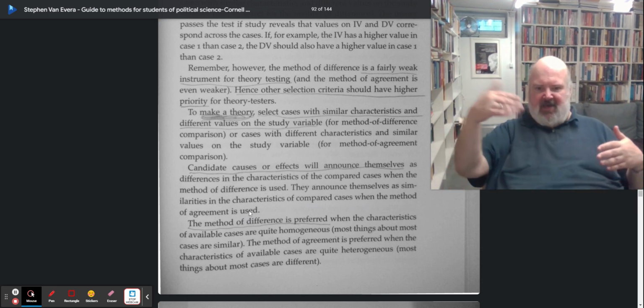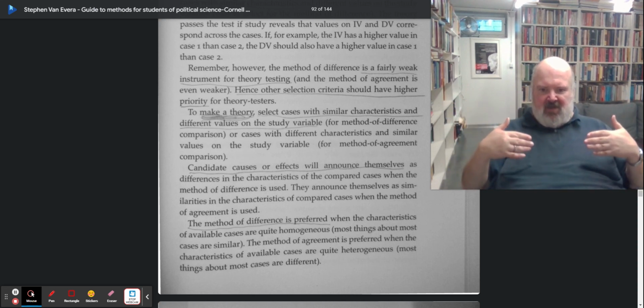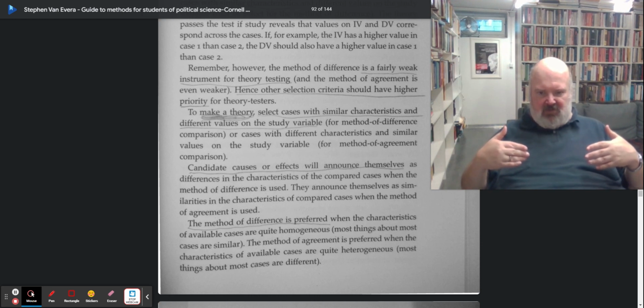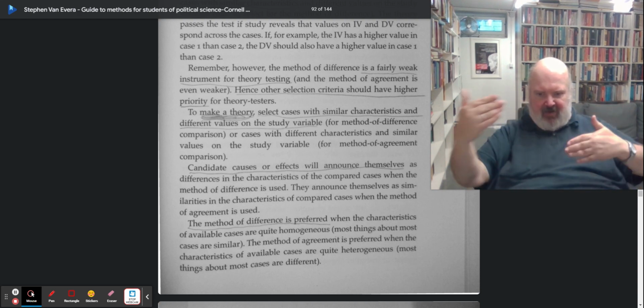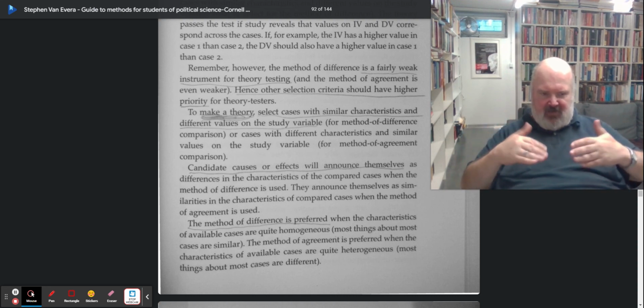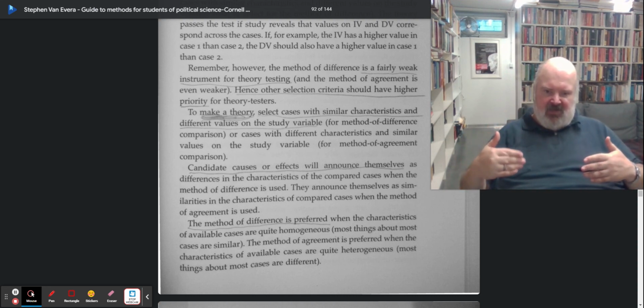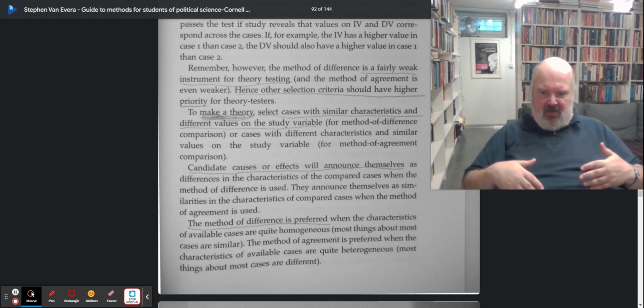So in other words, with the method of difference, the candidates will announce themselves in the characteristics of the compared cases as differences, right? They stand out in their difference in the method of difference, and as similarities when the method of agreement is used, right? This is how we test to make a theory in that sense, right?